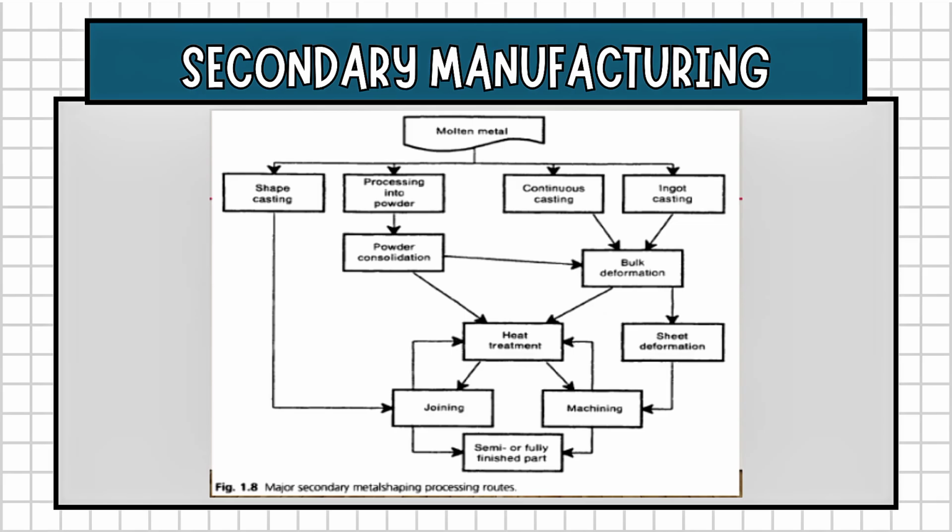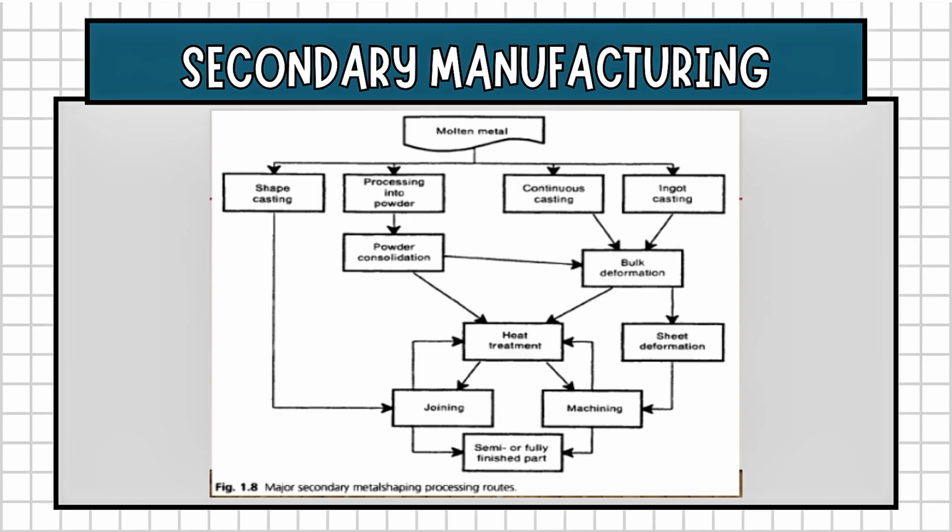Next, we have continuous casting, where molten metal solidifies as it moves through a continuous mold. This process produces billets, blooms, or slabs with excellent quality and minimal waste. From continuous casting, the material typically enters bulk deformation steps such as forging, rolling, extrusion, or drawing, especially for thick or massive starting forms.